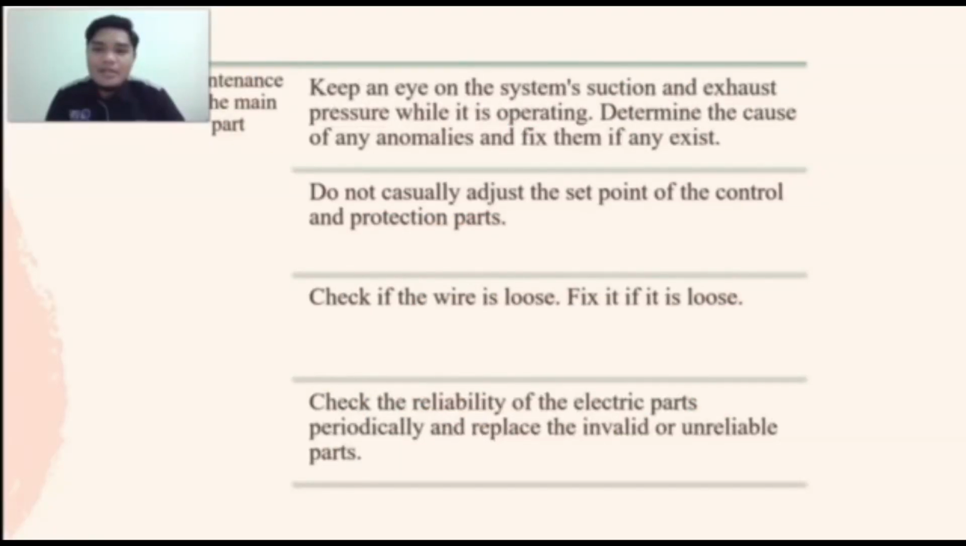Maintenance of the main part. First, keep an eye on the system suction and exhaust pressure while it is operating. Determine the cause of any anomalies and fix them if any exist. Second, do not casually adjust the set point of the control and protection parts. Third, check if the wire is loose. Fix it if it is loose. And lastly, check the reliability of the electric parts periodically and replace the invalid or unreliable parts.